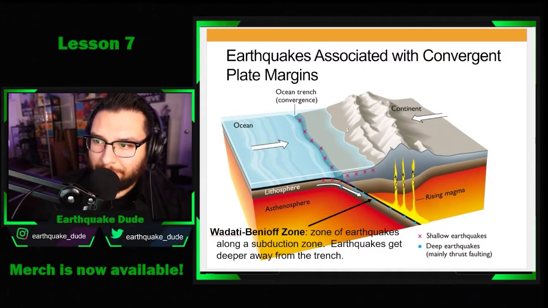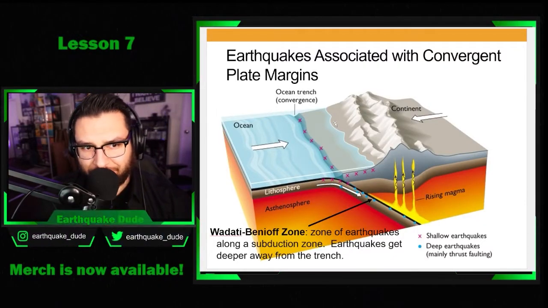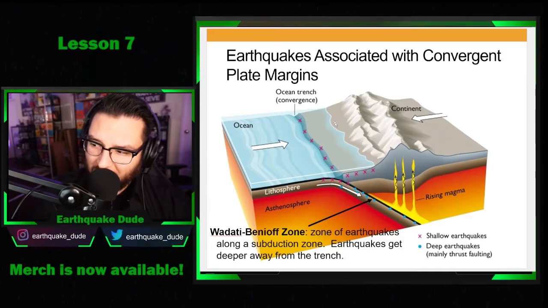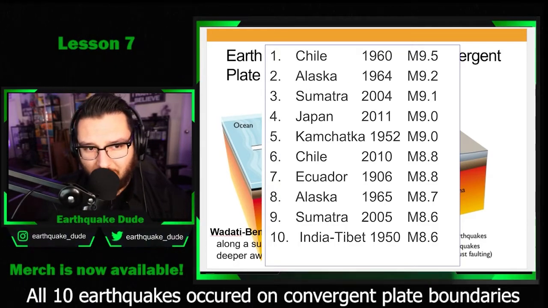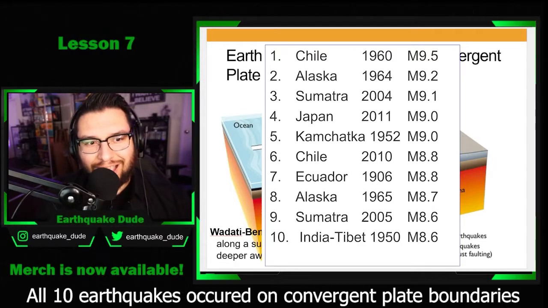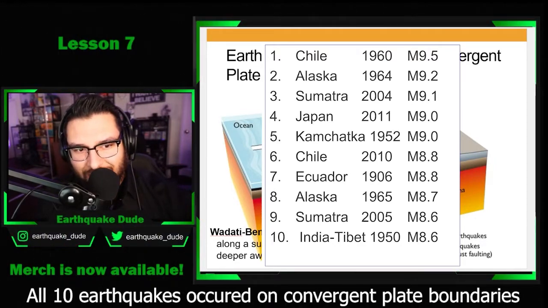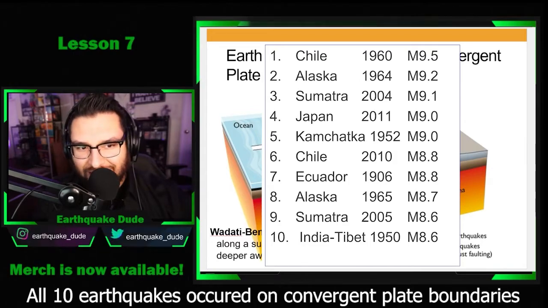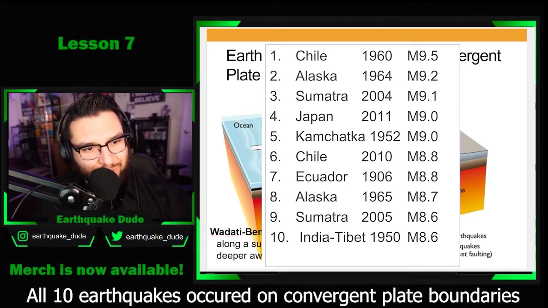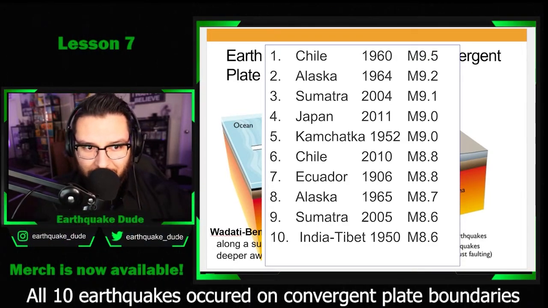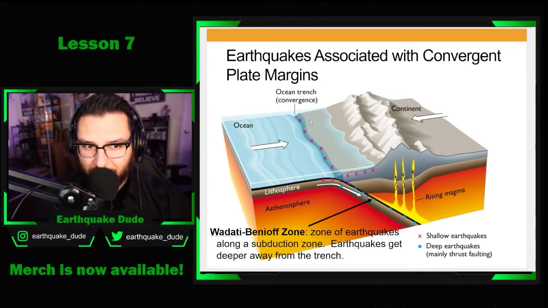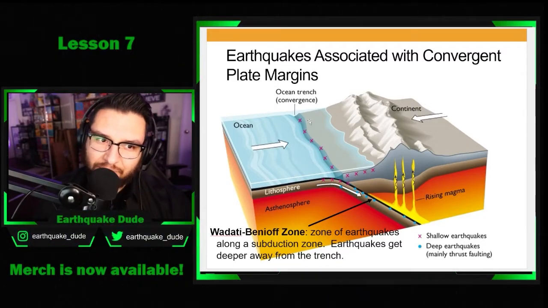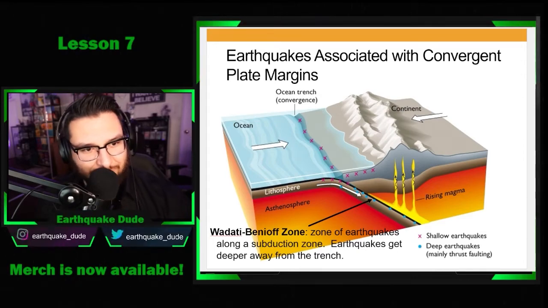Now, convergent plate boundaries are the plate boundaries with the largest earthquakes in the world. The top 4 earthquakes in recorded history all occurred on convergent plate boundaries. 1960 Chile, magnitude 9.5. 1964 Alaska, magnitude 9.2. 2004 Sumatra, 9.1. 2011 Japan, 9.0. All on convergent plate boundaries. So these plate boundaries account for the largest and biggest earthquakes in the world. Plus, you get the tsunami feature as well. So just something to keep in mind.